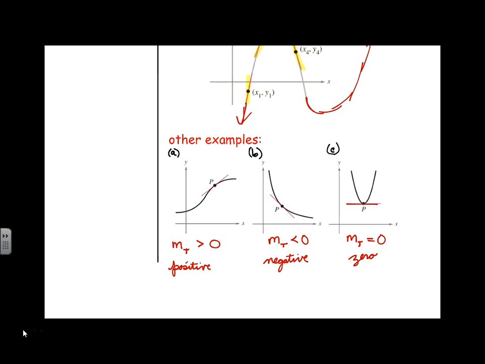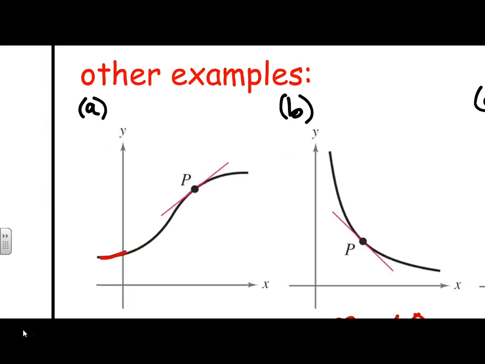So for all of these, I could say the slopes of my graph are positive, negative, and 0. But question, what is my original function doing? The slopes are positive, negative, and 0, but what is my function doing? It's been a while since we talked about this. How is my function moving at point P?